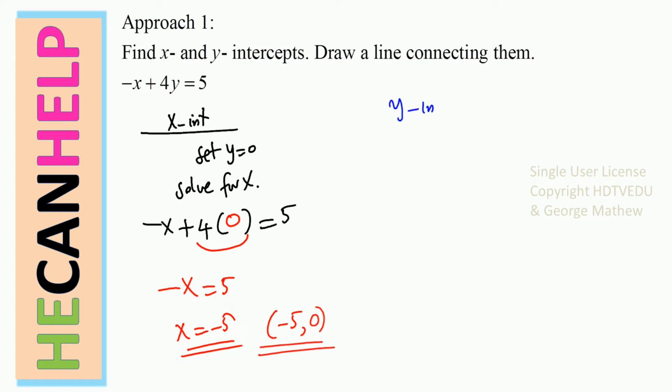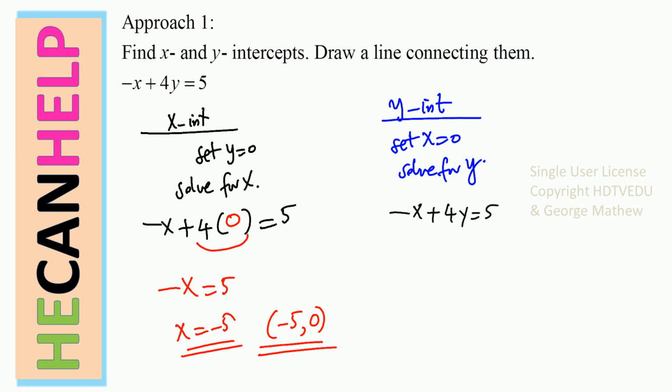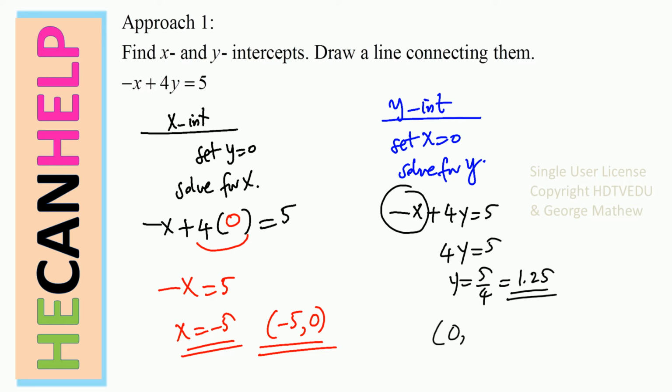Let's do the y-intercept. Set x equal to 0, solve for y. So negative x plus 4y is equal to 5. When you set x equal to 0, that whole thing goes to 0. So that means 4y is equal to 5, and y is equal to 5 divided by 4, 1.25. So what is our point? Remember, x comes first. X is 0, and y is 1.25. So that's our y-intercept. You have the x-intercept, you have the y-intercept, join, and you have the line.